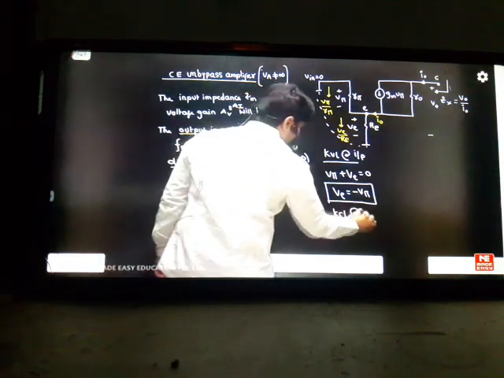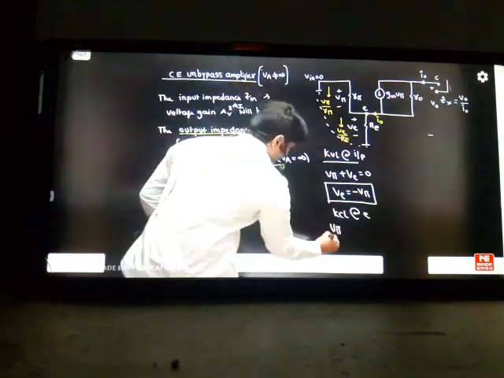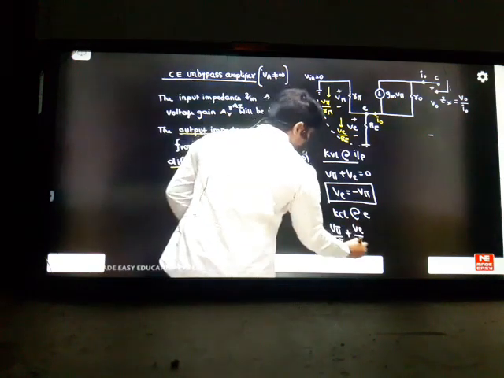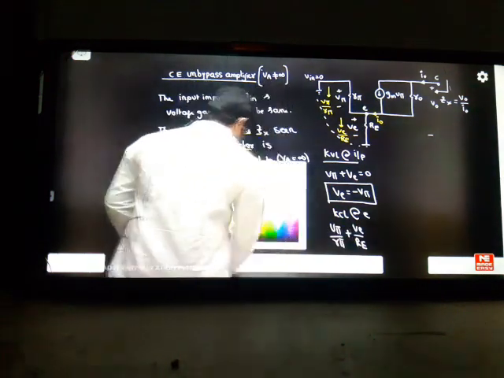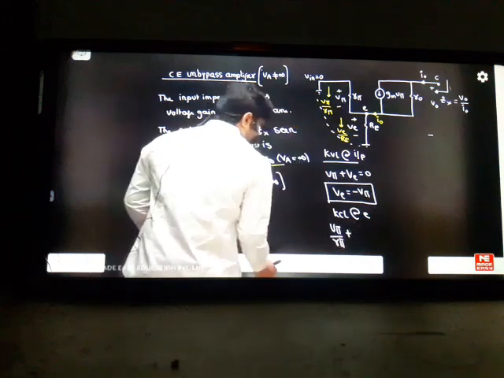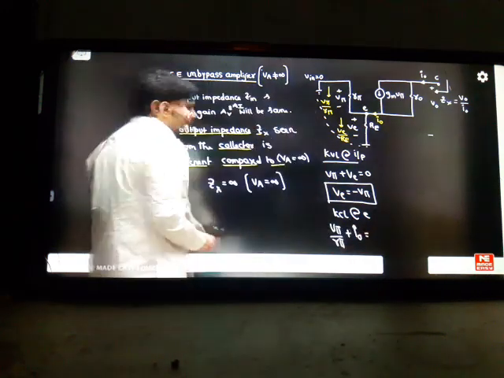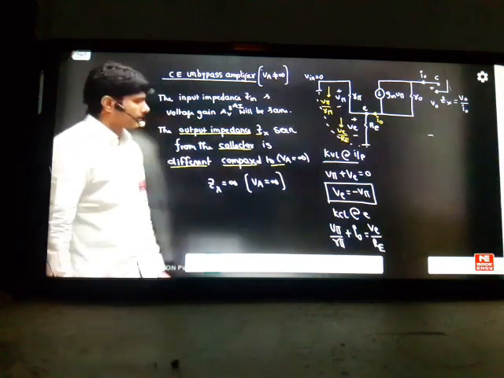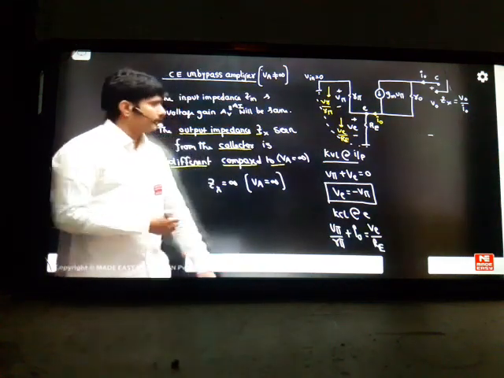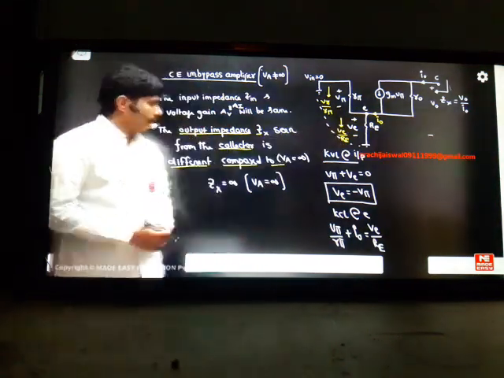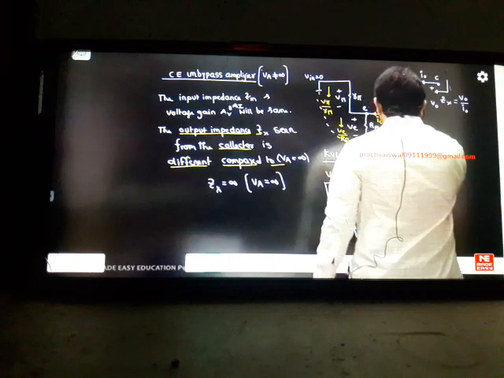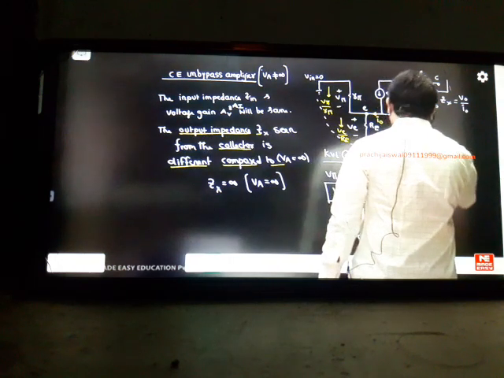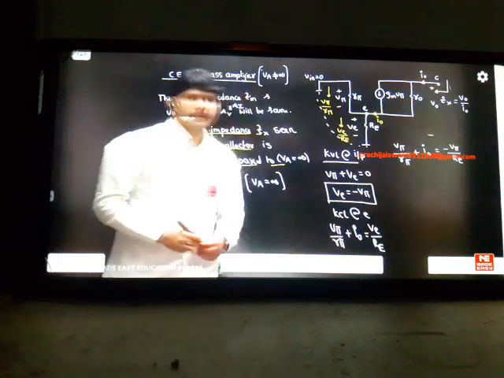KCL at the emitter point. At the emitter point, it is V pi by R pi plus I0. Sorry for that, this is not V pi by RE. These two currents are entering, and the leaving current is V by RE. This is simple KCL applied: the two currents entering should be equal to the current leaving. Now you can change V in terms of V pi. You can write V pi by R pi plus I0 is equal to minus V pi by RE. Just in place of VE, write it as minus V pi.